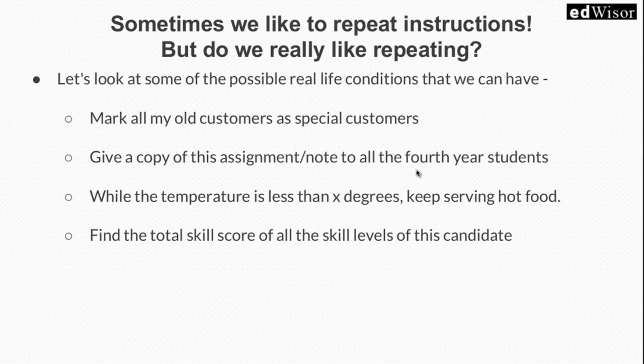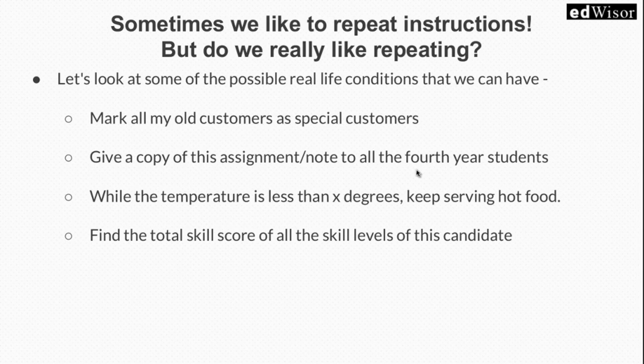Then there is: while the temperature is less than x degrees, keep serving hot food. This is the condition where you are not making a decision based on distribution. We are making a decision based on a condition. We are saying that if the temperature is less, you have to keep repeating this instruction, you have to keep serving hot food. So we are performing a check based on a particular condition.